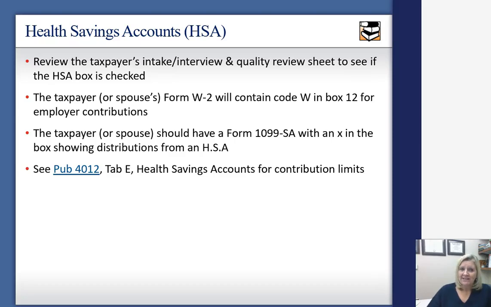So if you've got this HSA, just make sure you're entering that in TaxSlayer in the correct spot, and it is going to calculate those amounts for you. Just make sure you look at that 1099-SA. A lot of times, similar to the 1099-INT, taxpayers don't know that they need to bring this form to you. So if they have an HSA, they may have to actually look up the 1099-SA because they didn't know to bring it with them.